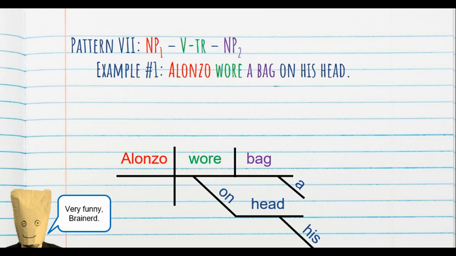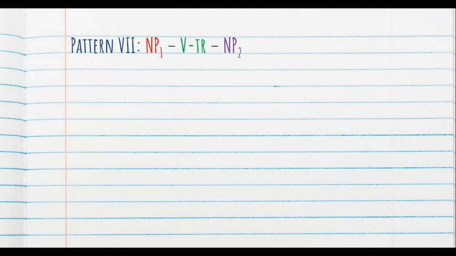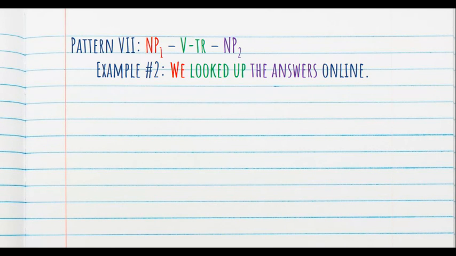This is a pattern 7. Once again, you'll notice there's this perpendicular line. That's what's critical about this one. Another one. We looked up the answers online. So here's our subject, we. And then looked up is our whole verb.